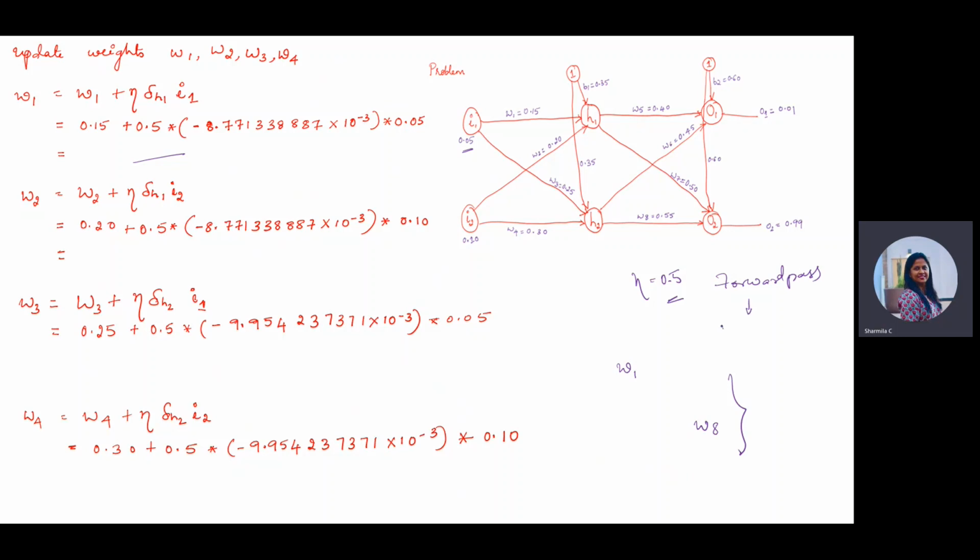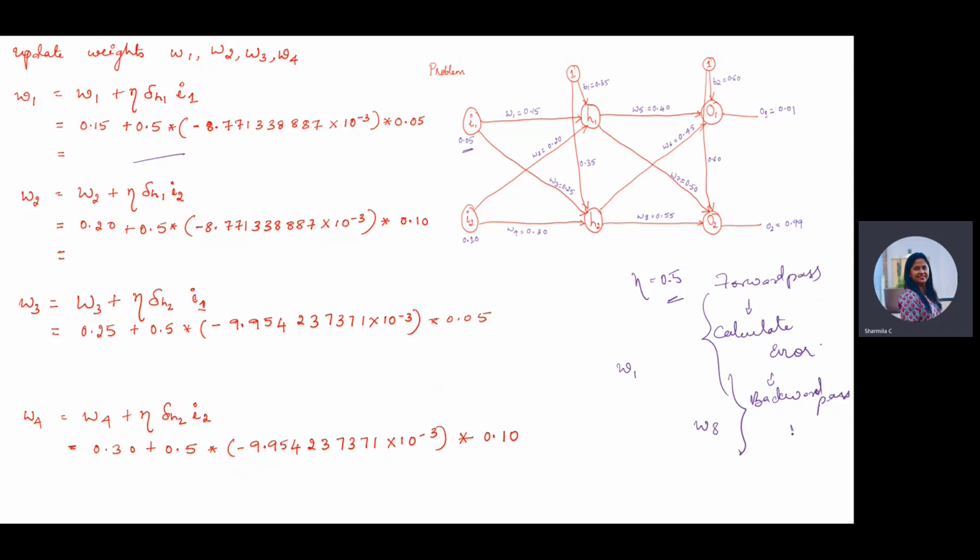After doing the forward pass, we'll calculate the error term, then do the backward pass. When you calculate the error term, we'll calculate the error term at the output layer, update the weights, then calculate the error term at the hidden layer, and update the weights. Once the weights are updated, we start the next iteration with the new updated weights and repeat the same process.